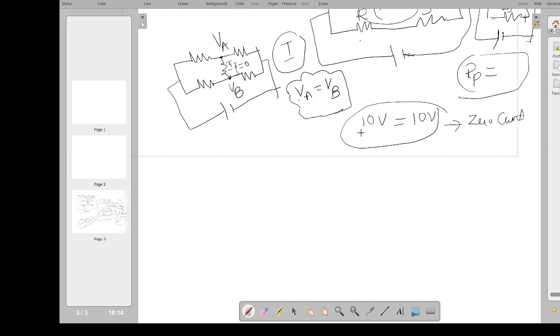So suppose there is 10 volt at Va and 12 volt at Va, and 10 volt at Vb, then what will happen? There may be a current between those 2 points. So now how to make Va equal to Vb?